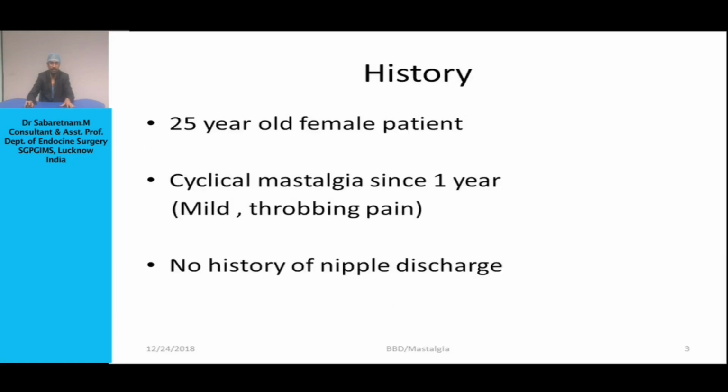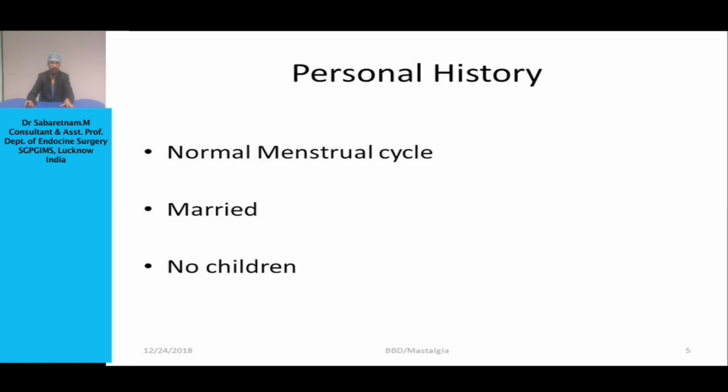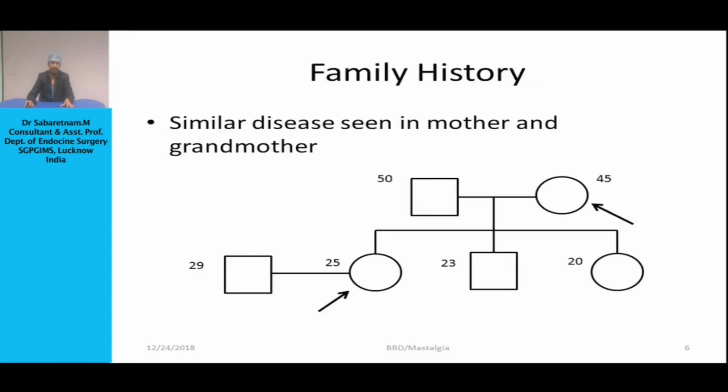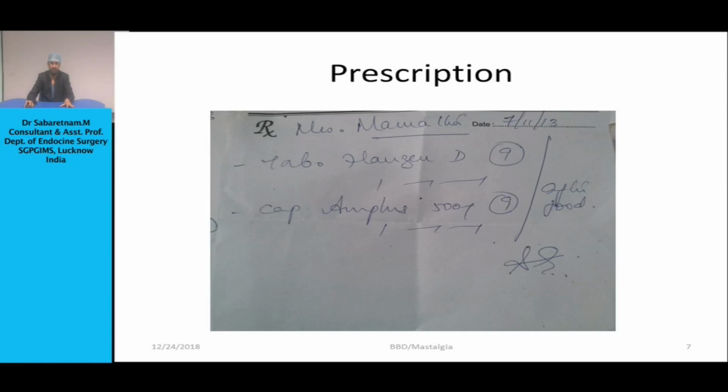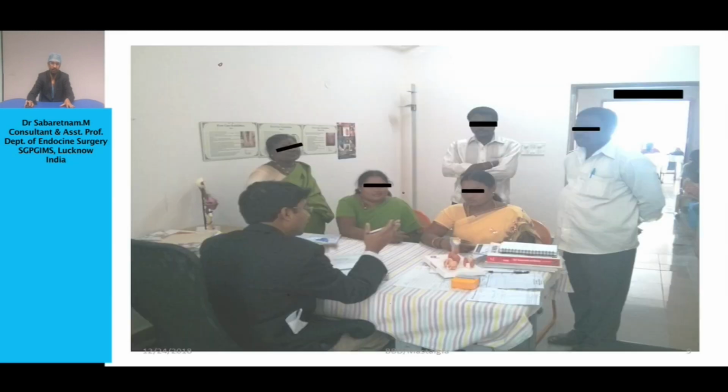Before we go into Mastalgia, I will present a case: a 25-year-old female patient with cyclical Mastalgia since 1 year, mild throbbing pain during the menstrual period, no history of nipple discharge, no previous surgery, no history of diabetes or hypertension, with normal menstrual cycles, married with no children, and similar history seen in mother and grandmother. She went to many physicians. These are different prescriptions of antibiotics, and you can see this patient with her mother and grandmother, husband and father in my chamber.